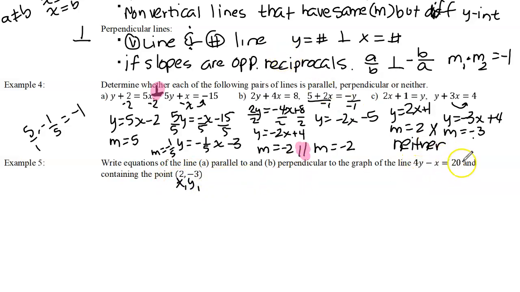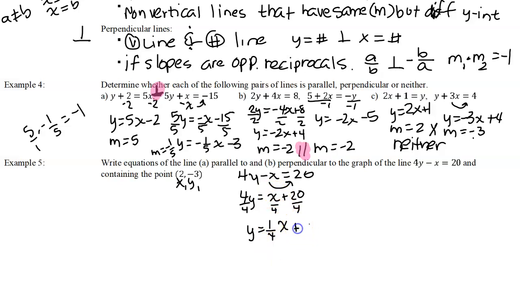So first let's find the slope of this line. So we're going to take 4y minus x equals 20, and we'll move the x to the other side. So we're going to add x. So that's going to be 4y equals x plus 20. And then we'll divide everything by 4 and simplify. So this is going to be y equals 1/4 x, right? If you take x and divide it by 4, you cut it in fourths, plus 5. So the slope of this line is 1/4.